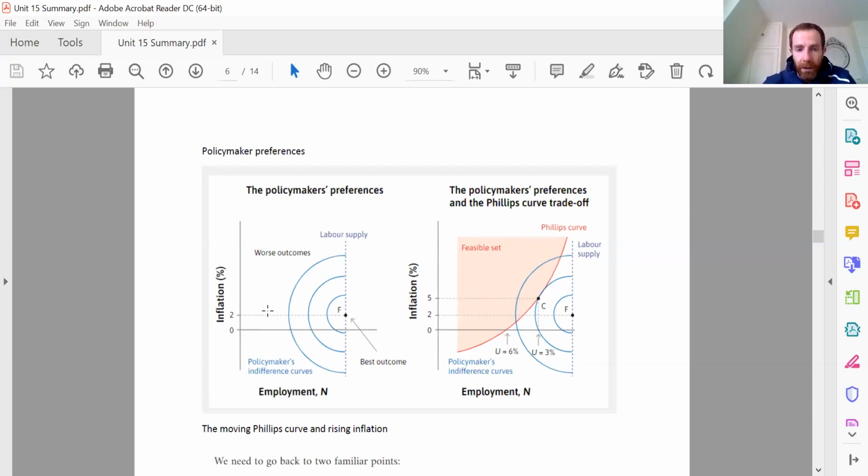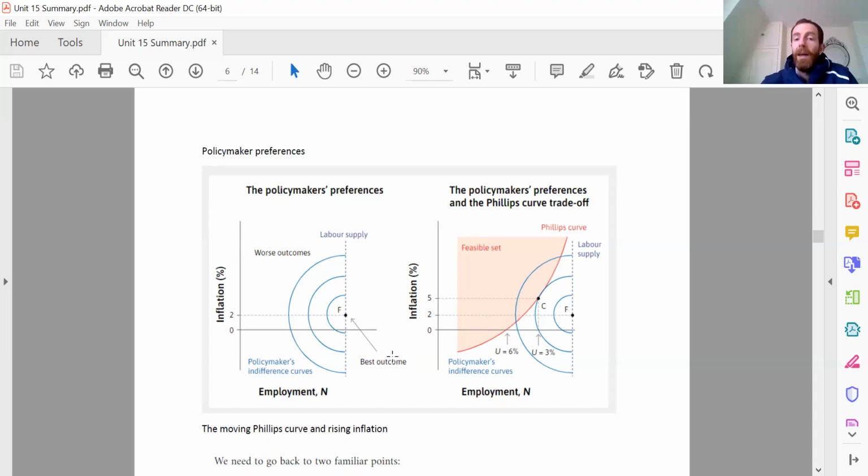What we can certainly see is as we move to the right towards this best outcome, that's a higher level of utility for the policymaker, right? This indifference curve indicates a higher level of utility than this one, and this one an even higher level. And as we move towards F, that's higher and higher levels of utility.